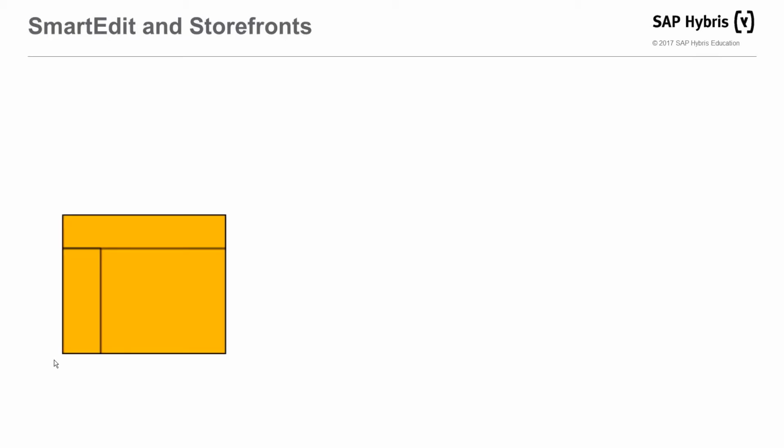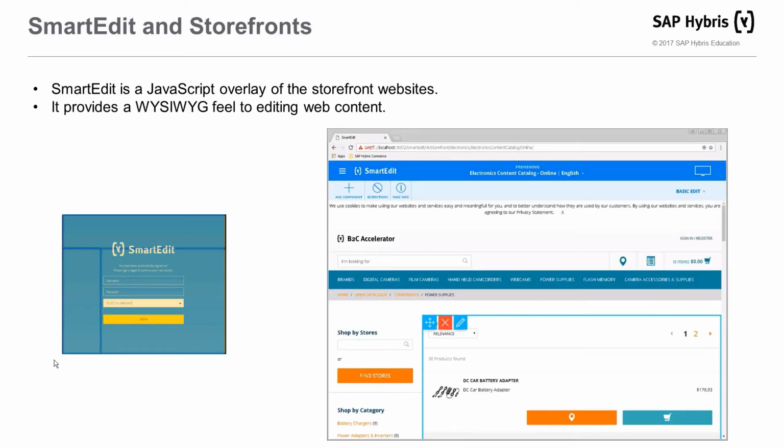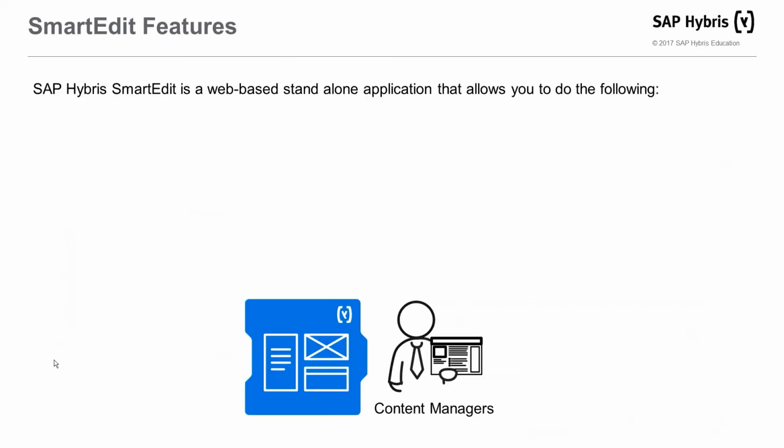Now let's look at the second tool of the customer experience solution, SmartEdit. SmartEdit is a standalone JavaScript overlay for the storefront websites. As a result, you can create and edit web content in a WYSIWYG, what you see is what you get, manner. SmartEdit manages content via CMS web services. Here are some of the main features of SmartEdit.